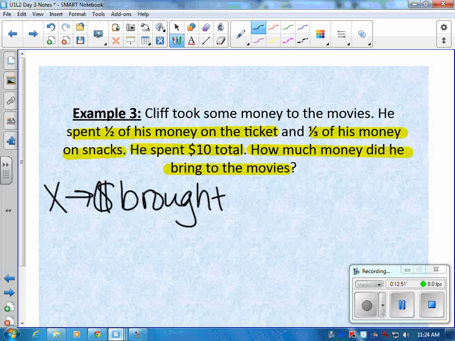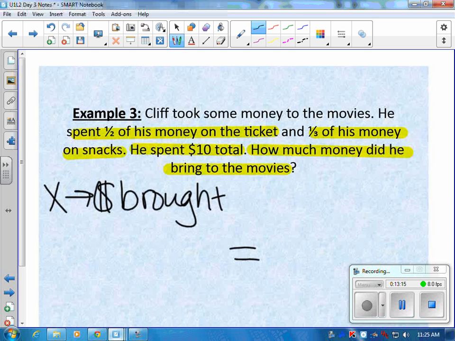Pretty much all the time, the variable is going to represent whatever we're trying to find. Now, we did have those problems where we were trying to find two things. So we had to say our variable represents one of these things, and then find a way to use that variable to represent the second. So we have done that. But our variable is always going to represent what we're trying to find. This time I'm trying to find how much money I brought to the movies.